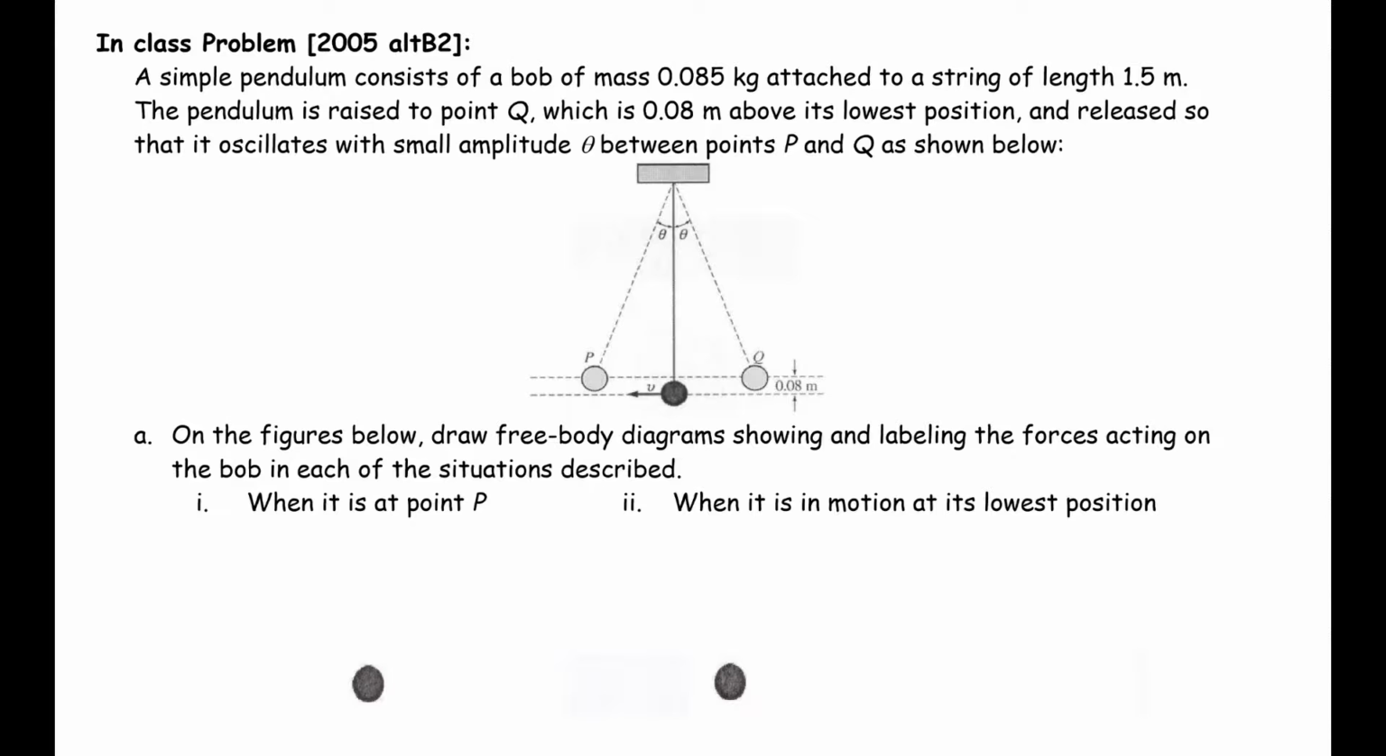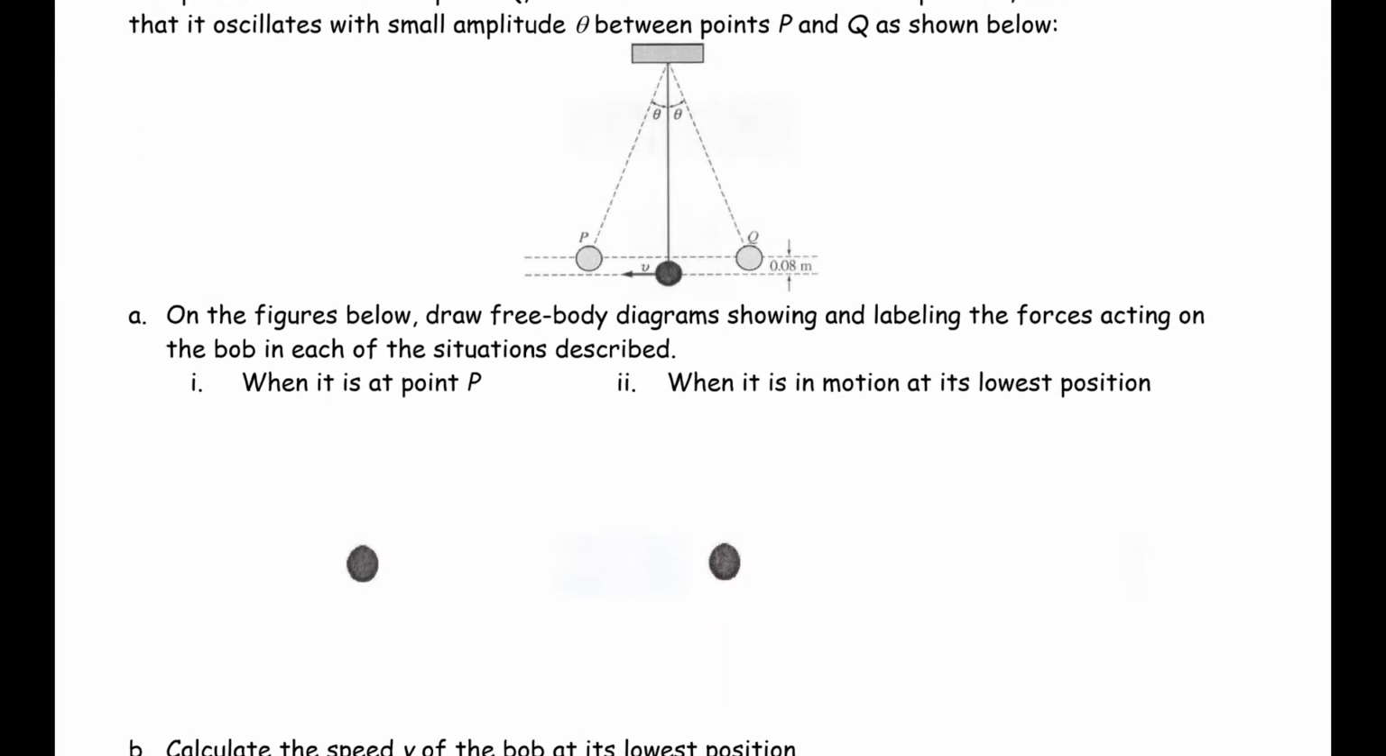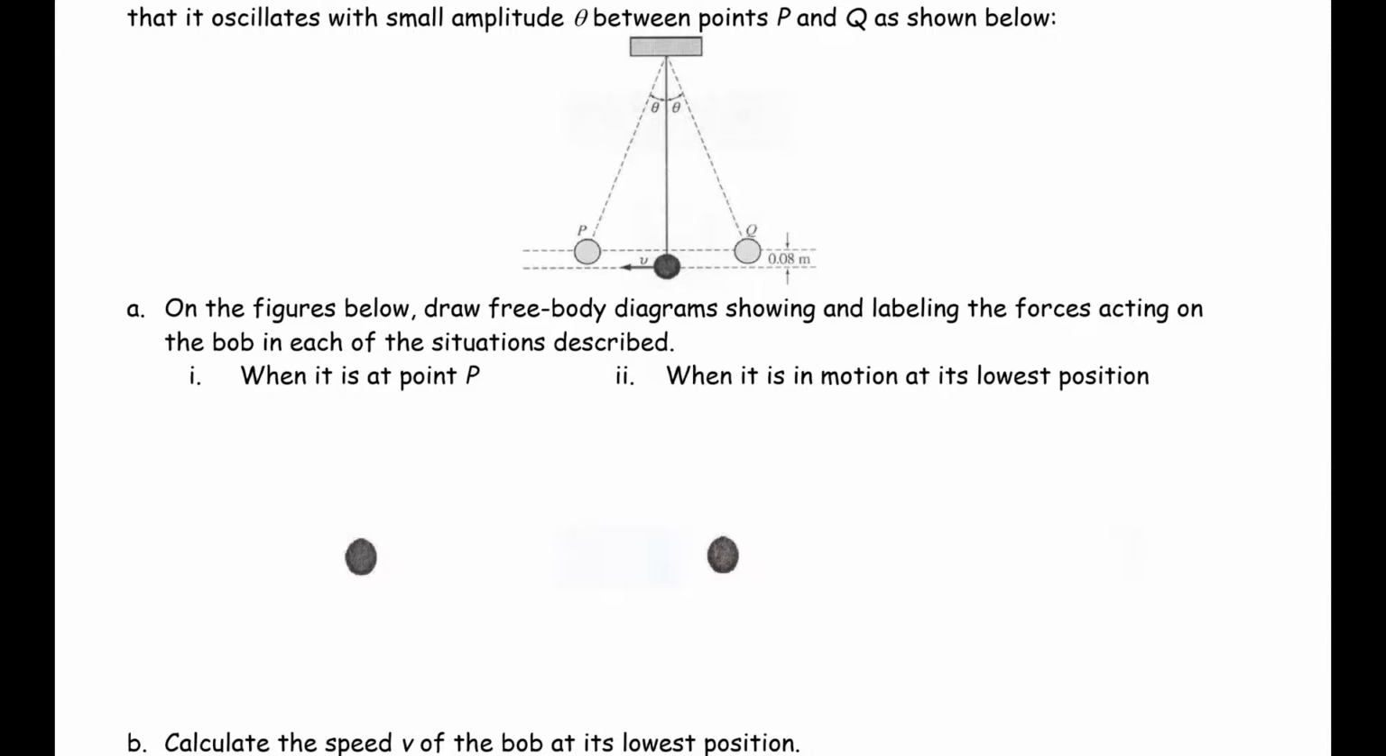So the first part says, on the figures below, and the figures below are these two dots, draw a free body diagram showing and labeling the forces acting on the bob in each of the situations described. Now, the easy thing is that there's only two forces. One force is the gravitational force, which goes straight down, for both of these. So I'm just going to go ahead and draw that for both of them.